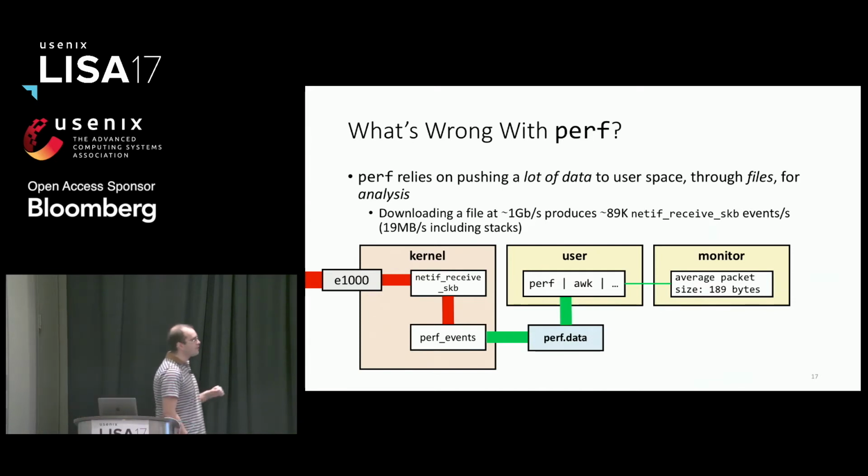Just as an example, I tried to do a perf recording where I recorded every single packet receive event, not the packets themselves, not like TCP dump, just the event a packet was received while I was downloading a file at a 1 gigabit per second connection. And I got 19 megabytes of data per second recorded as part of my perf recording. This is an unsustainable rate.